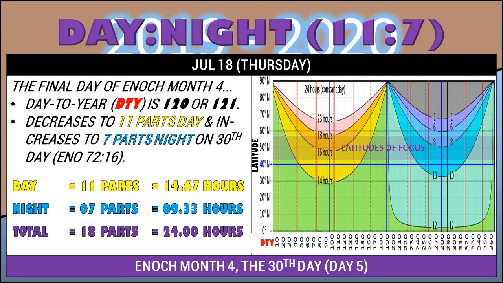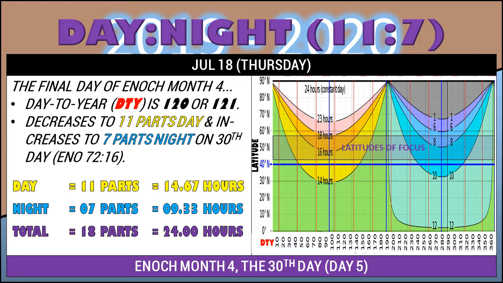Now, if you look at the next section on the right portion of the slide, it says the final day of Enoch month 4 decreases to 11 parts day and increases to 7 parts night on the 30th day, which is the 30th day of the month, of course, of the solar month. And right below it, you have that division in a graphical format. So you have both day and night.